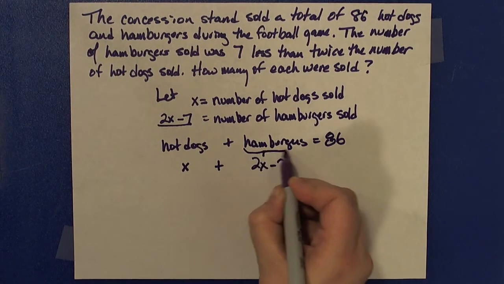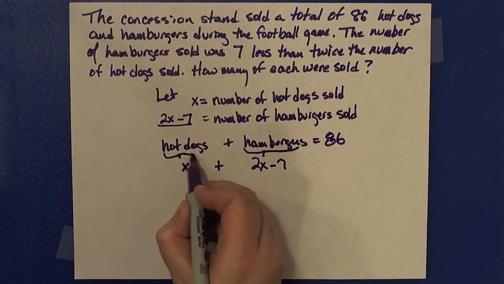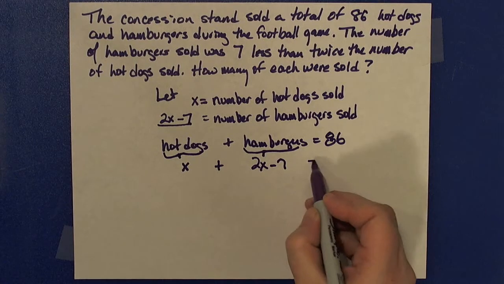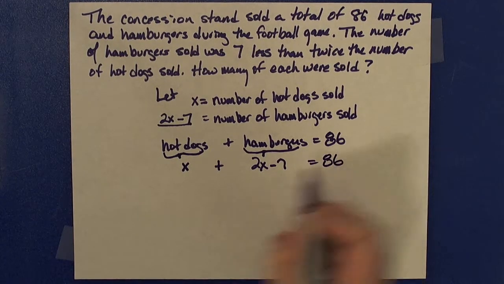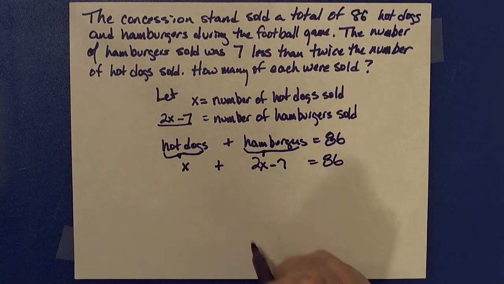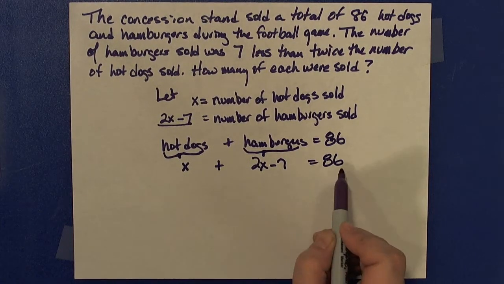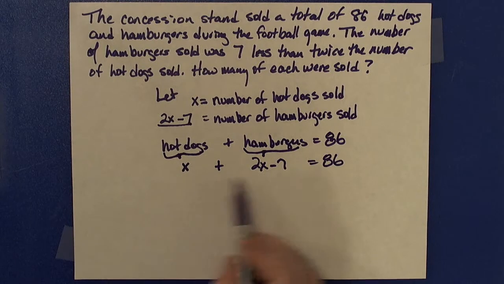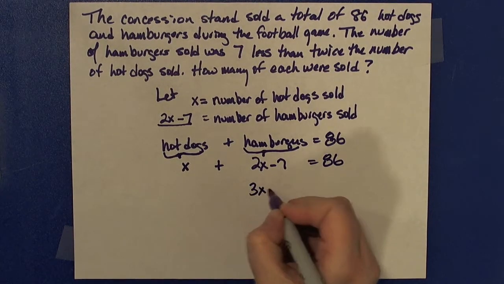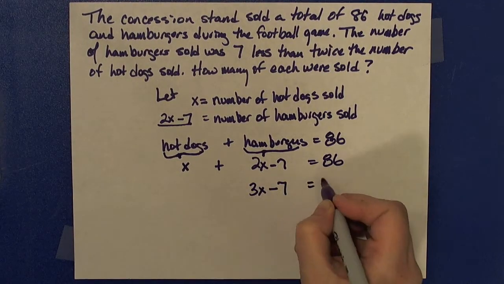So I just put those into my word equation and come up with an equation in one variable that I can solve. Hot dogs plus hamburgers equals 86. So now I can solve this by combining like terms. And I have 3x minus 7 equals 86.